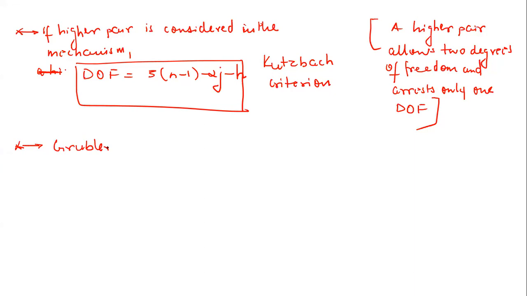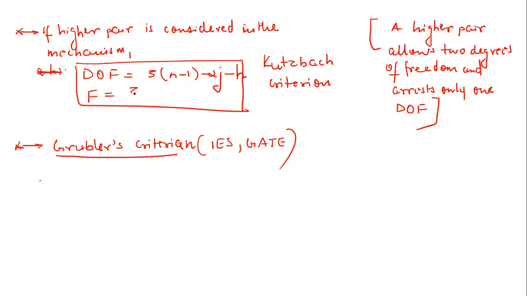So now we are going to discuss one more criterion. This is also very important, especially because it is asked in IAS and GATE examinations, right? So what is the Grubler criterion? In Grubler criterion, we do nothing. We simply assume that, let's say, the degree of freedom, let me denote this with F.